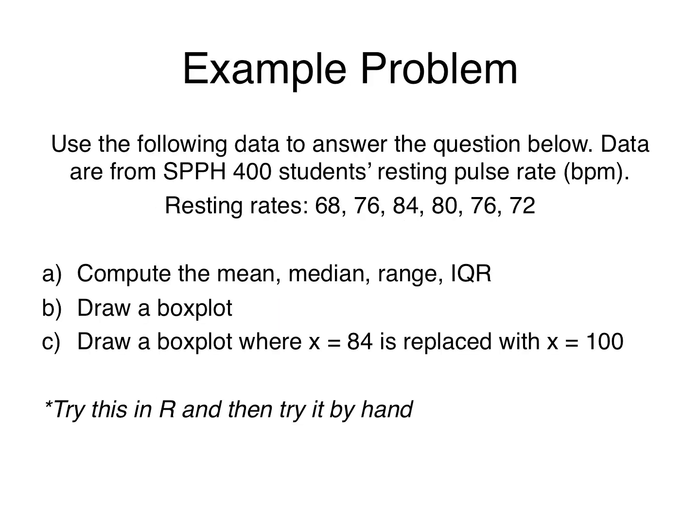Here's a final example problem for this tutorial. So use the following data to answer the question below. Data are from SPPH for 100 students' resting pulse rate. The resting rates are as follows. Compute the mean, median, range, and interquartile range. Draw a box plot, and draw a box plot where 84 is replaced with 100. Try this in R and then try it by hand.